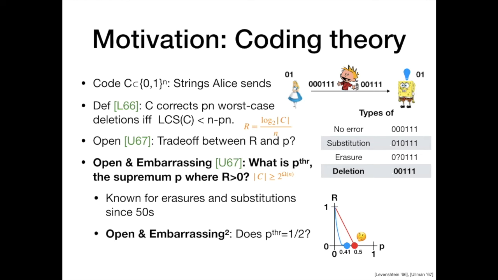And in fact, for deletions it's even more embarrassing. We don't even know if the threshold can approach 1/2. So 1/2 is a natural bound for the threshold because the adversary can always delete all the zeros or all the ones. So you can't correct a half fraction of deletions, but could you correct a half minus epsilon for any epsilon? And it was not known until our work, where we showed that no, the threshold cannot be a half, that it's bounded away from a half.